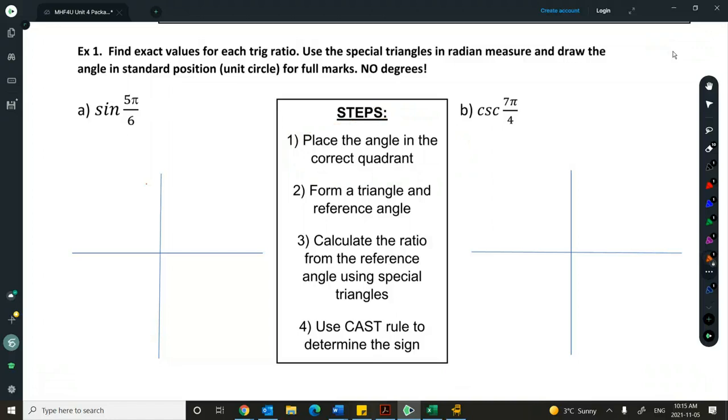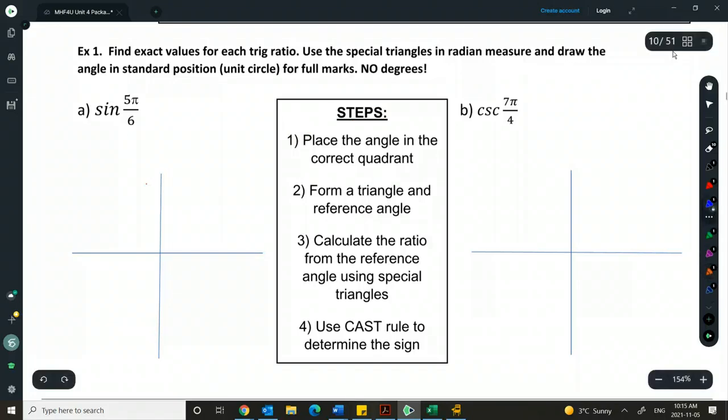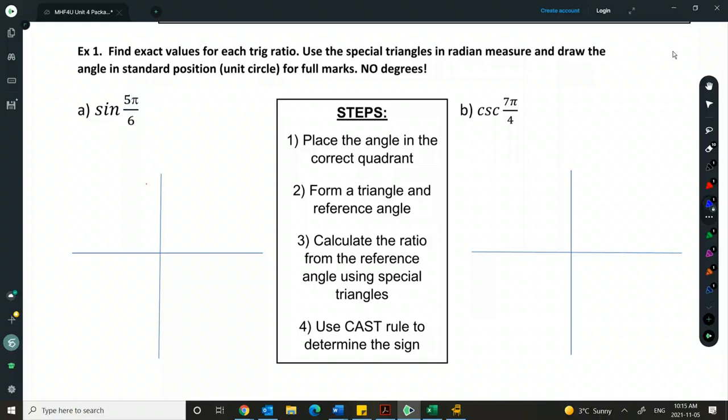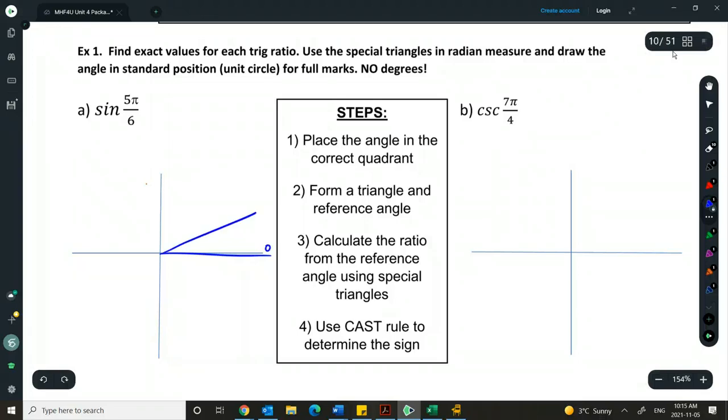I'm going to recap some of the stuff that we talked about in that first lesson. If I have 5 pi over 6, the reference angle that I want to look at is pi over 6, and that is equivalent to 30 degrees. Pi over 6 is 30 degrees, right? And as we go up by 30 degrees, I have 0, 1 pi over 6, 2 pi over 6, 3 pi over 6, 4 pi over 6, 5 pi over 6, and this would be 6 pi over 6, because we know this is pi, right?